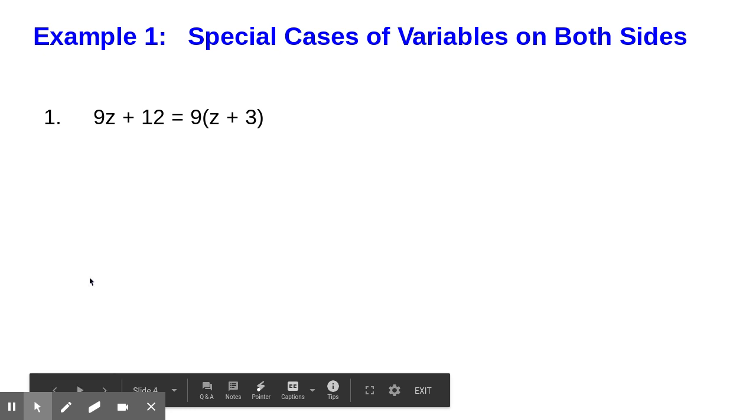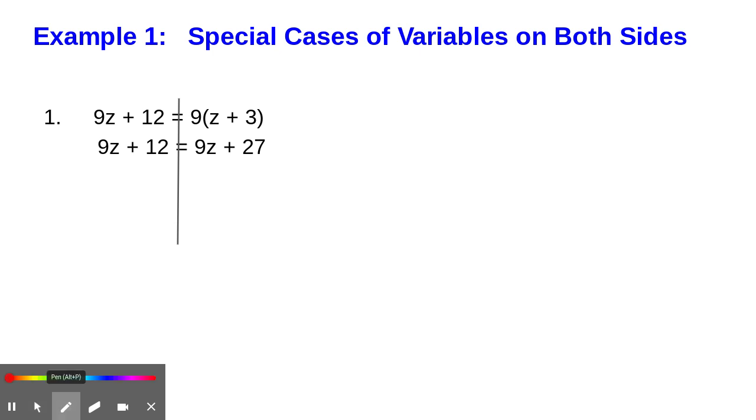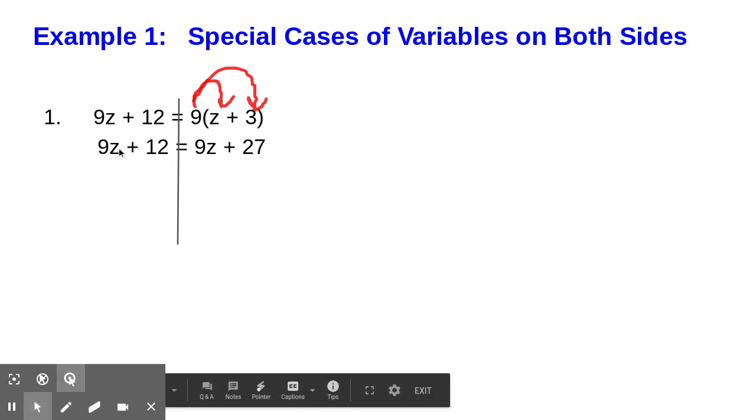All right, so let's take a look at the first equation. Every time we have an equation, we draw our line going down the middle. You see parentheses over here on the right side, so I'm going to distribute. I take the 9 and distribute it to the z and to the 3. That's the only first step I have to do. Now, on the left side, I have 9z plus 12. And over on the right, I have 9z plus 27.